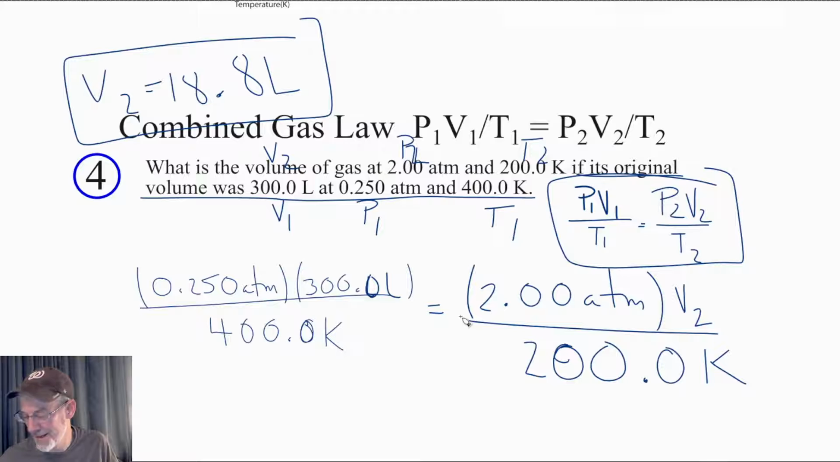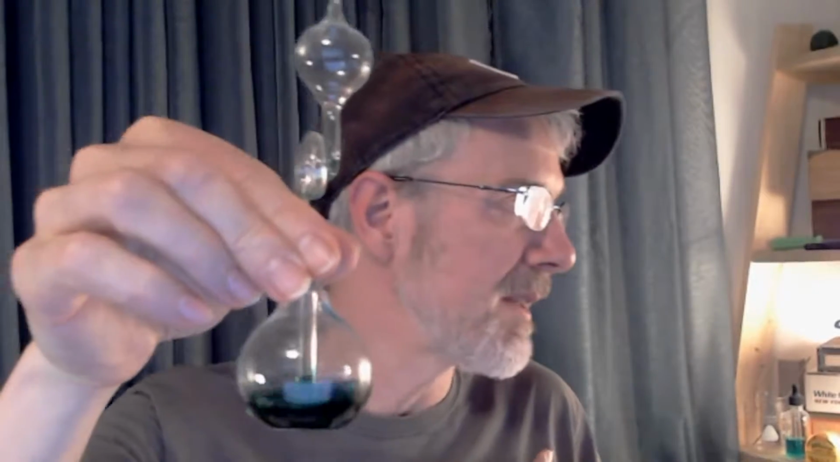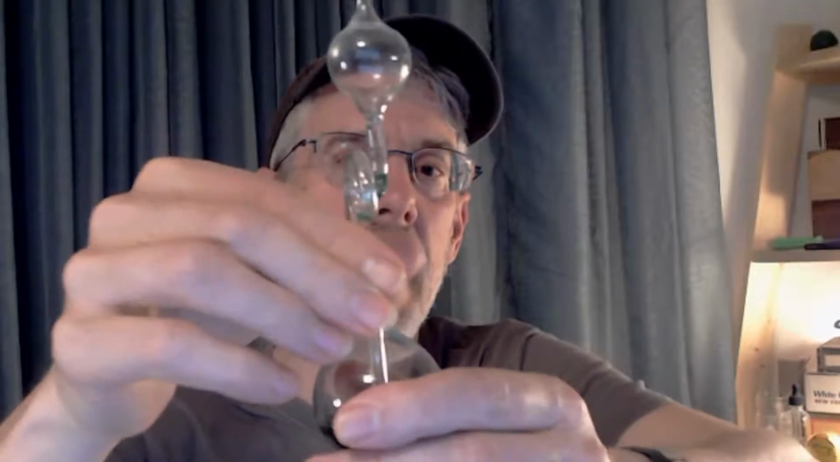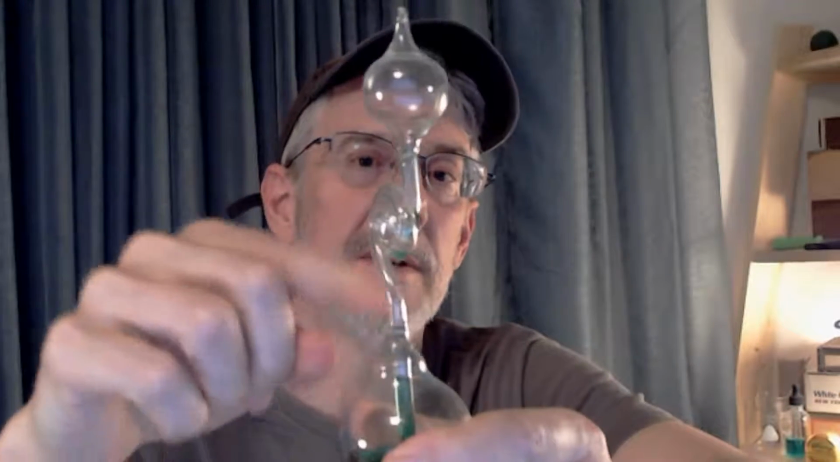Teachers love that. All right, that's the combined gas law. I do want to show you this. I don't know if you've seen this before. It looks oddly illegal. This is called a hand warmer. What's kind of neat about this is that it's got, I think, carbon tetrachloride solution in the bottom, and it's closed off here except this tube.